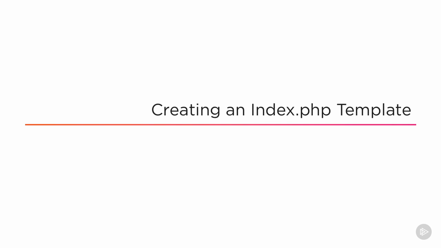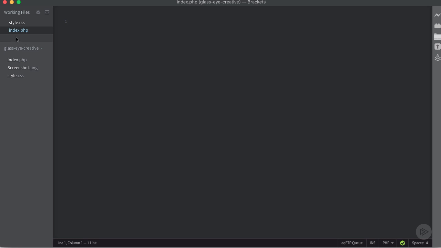In this video, we'll be creating our index.php template. Okay, so I just have my index.php file open, and we created a blank file, so we have nothing in here right now. And before we start adding things, we want to think about the purpose of what this template is for and how we'd want that type of content to be displayed.